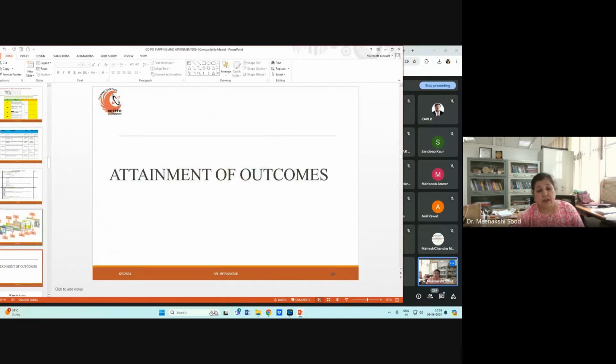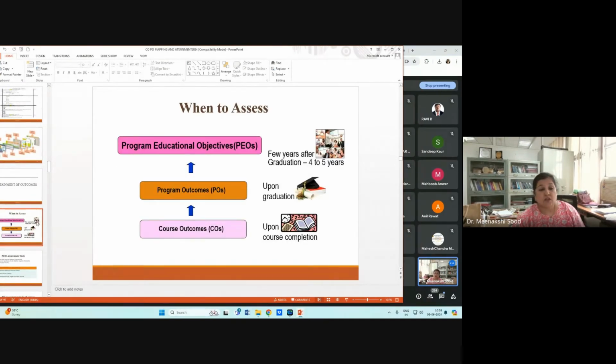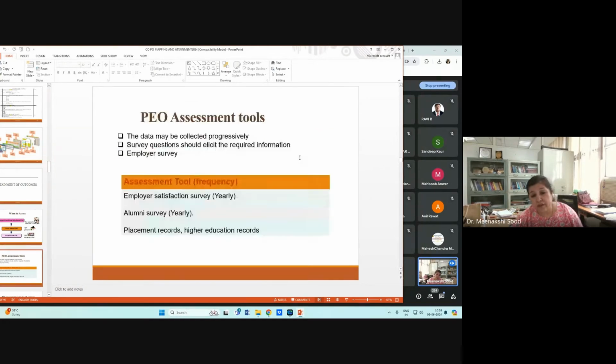you should start doing that. Okay, now we come to the attainment of outcomes, which is most important, because all that we have done will be successful only if we are able to do the attainment. For the attainment, again: course outcome attainment, program outcome attainment, and PEO attainment. So when are they to be assessed? Course outcomes upon course completion, program outcomes upon graduation, and PEOs about 4 to 5 years after. Now when we say that we are going to attain them, there should be some tools which will form the criteria whether we have attained these or not, right?